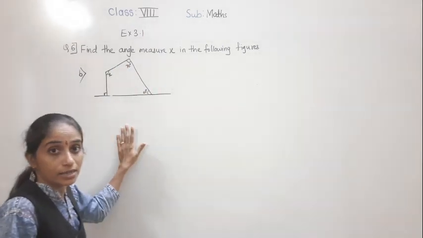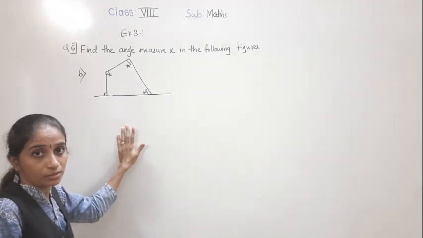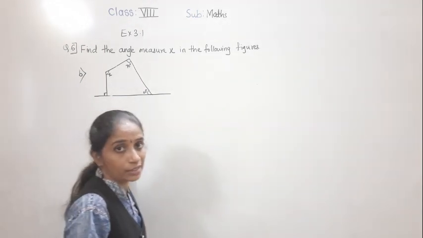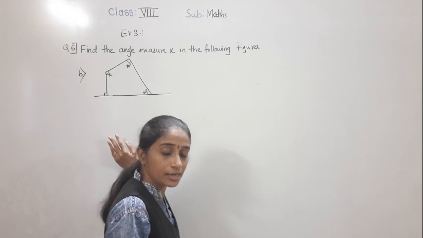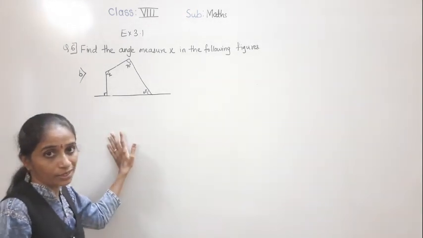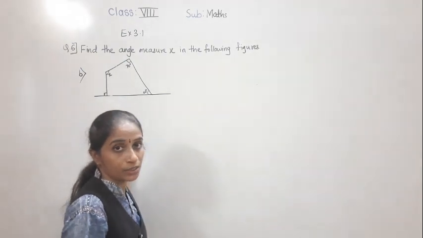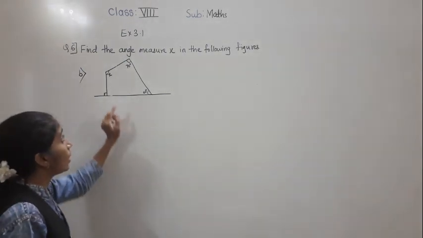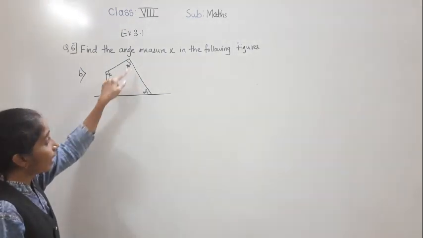What is the angle sum property of a quadrilateral? The sum of the angles of a quadrilateral is equal to 360 degrees. Now we have this angle, we have this angle.